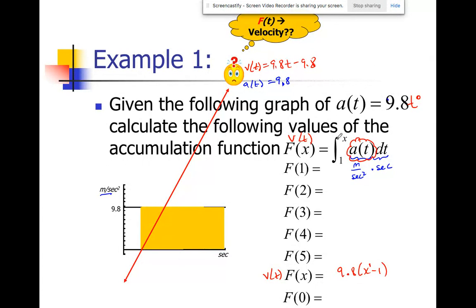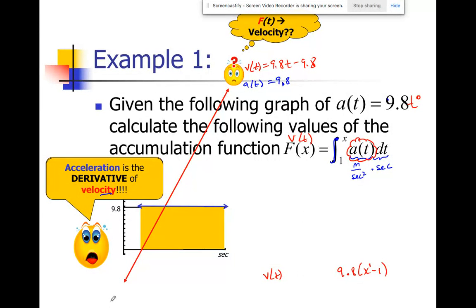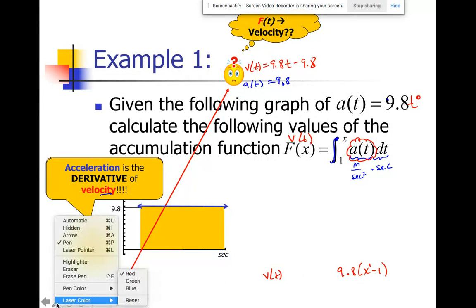I knew that when I integrated under A of t, I got velocity back. That is crazy. Accumulating area under acceleration yielded velocity. Those of you in AP Physics are going, duh, Mr. Getz taught us that already. Yeah, but he didn't teach you why, now did he? This is why.